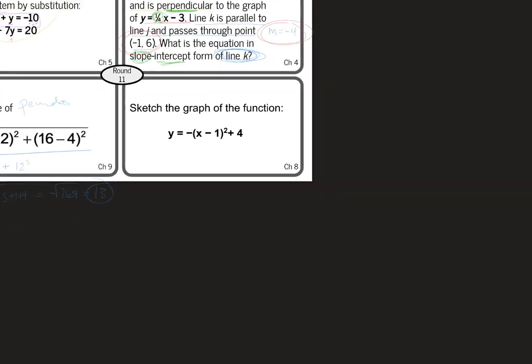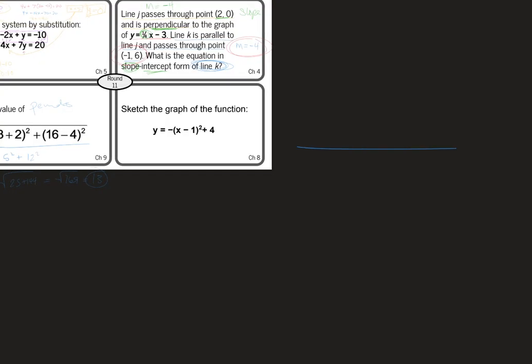Sketch the graph of this function. Okay. Well, the parent function of that looks like this, roughly. And that parent function is specifically y equals x squared. So what we're going to do is move it right 1, we're going to move it up 4, and we're going to flip it. So I can literally take this graph and go, all right, right 1, boom. Up 4, 1, 2, 3, 4. It's there. Now to flip it.